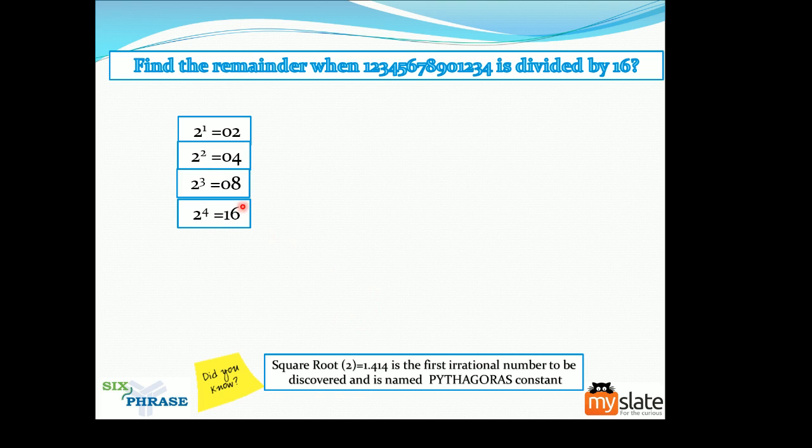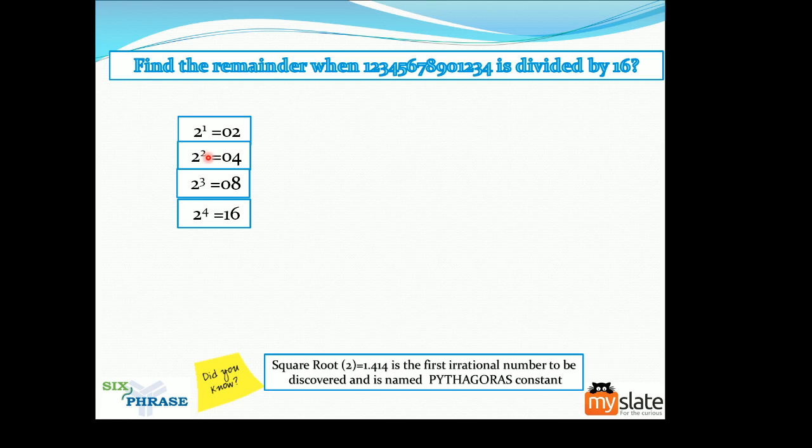Can anyone tell me what is the divisibility check for 2? For the number 2, the divisibility check is if the last one digit is divisible by 2, the whole number is divisible by 2. What is the divisibility check for 4? If the last two digits are divisible by 4, the whole number is divisible by 4.